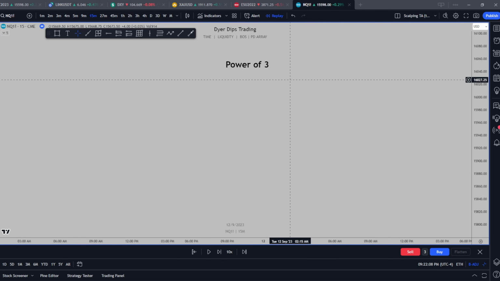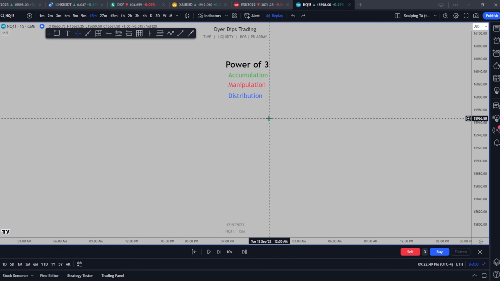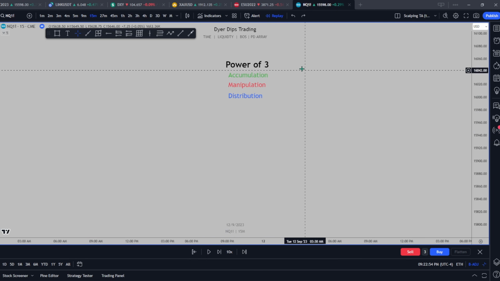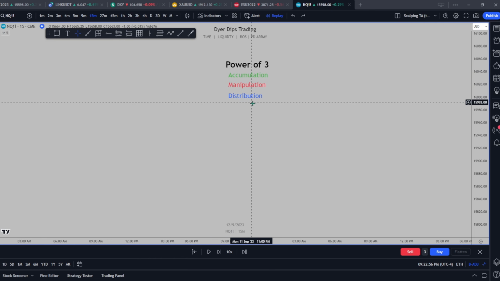So the first thing you have to understand here is what the power of three is and what those three powers are. And that is accumulation, manipulation, and distribution. Those are the three powers we're going to be discussing today. And this is what price is always doing. It's doing one of these three things, as well as rebalancing imbalances and running through and to liquidity, but that's a whole other video. Today we're talking about accumulation, manipulation, and distribution in the form of power of three.